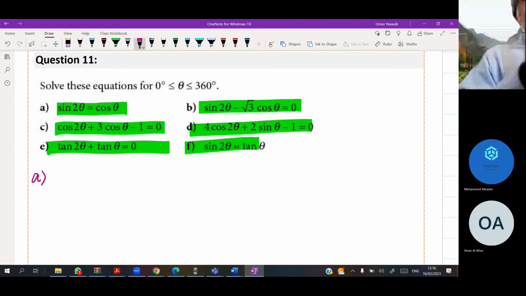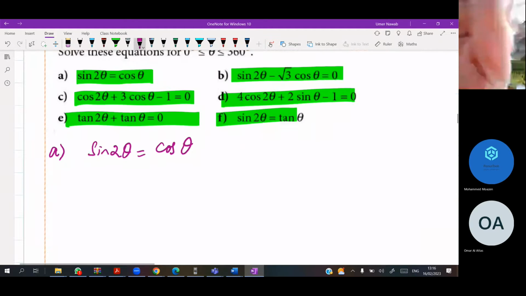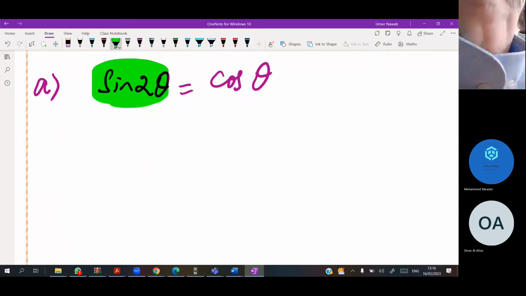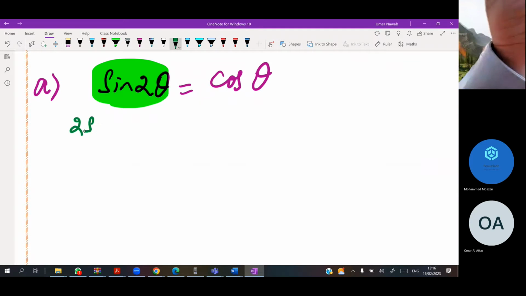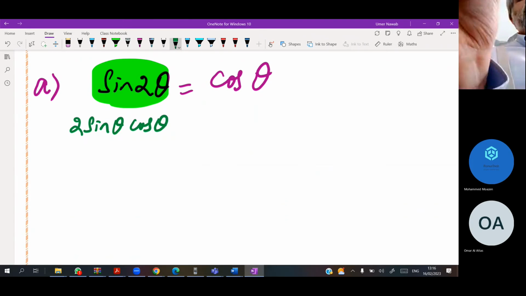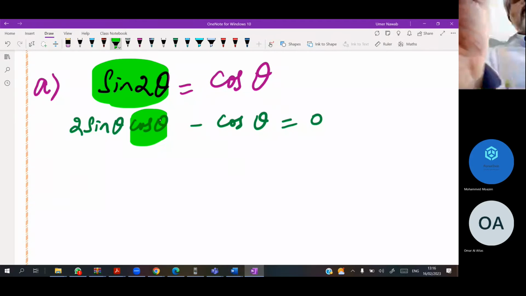So let me try to solve the first one. He said sine of 2 theta equals cosine of theta. So what did we learn? The sine of 2 theta can be written as 2 sine theta cosine theta. This is the double angle identity. I'm using it now, and bring the cosine theta to the left. So minus cosine theta equals 0. Now I'm going to take cosine theta common.